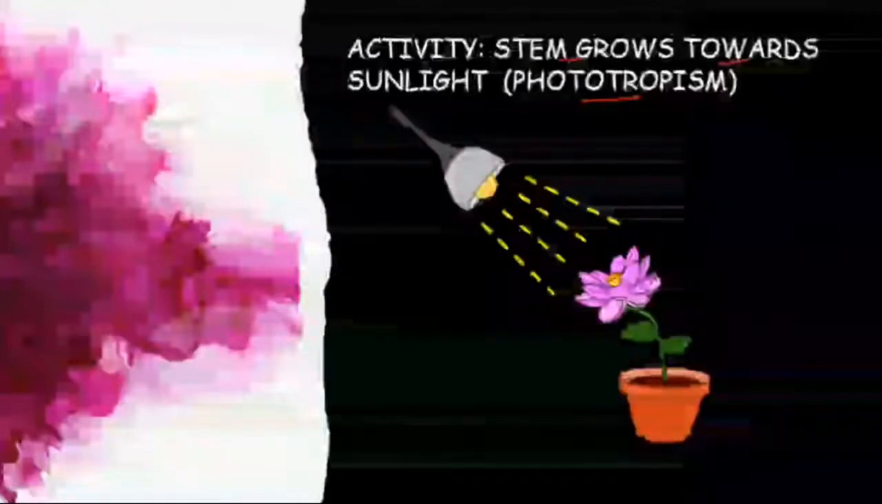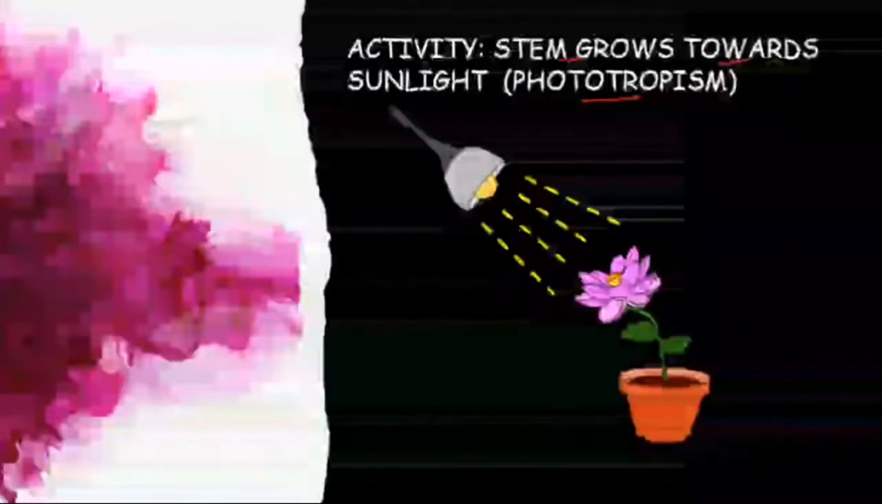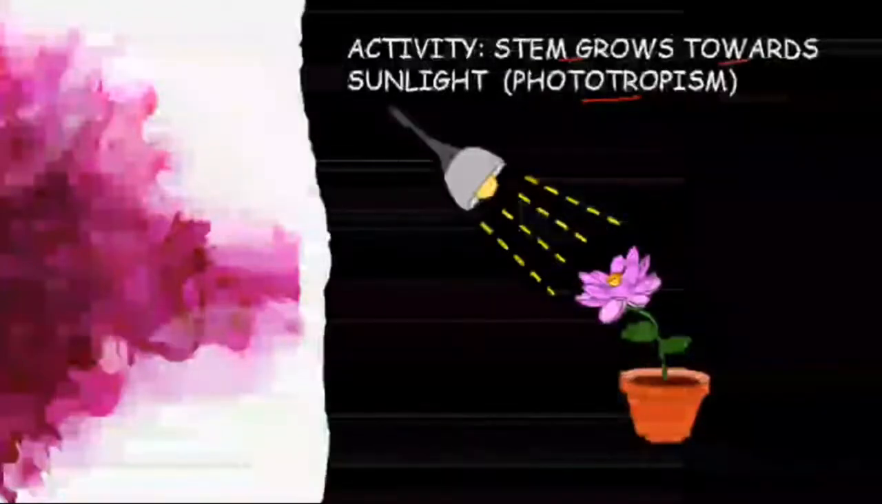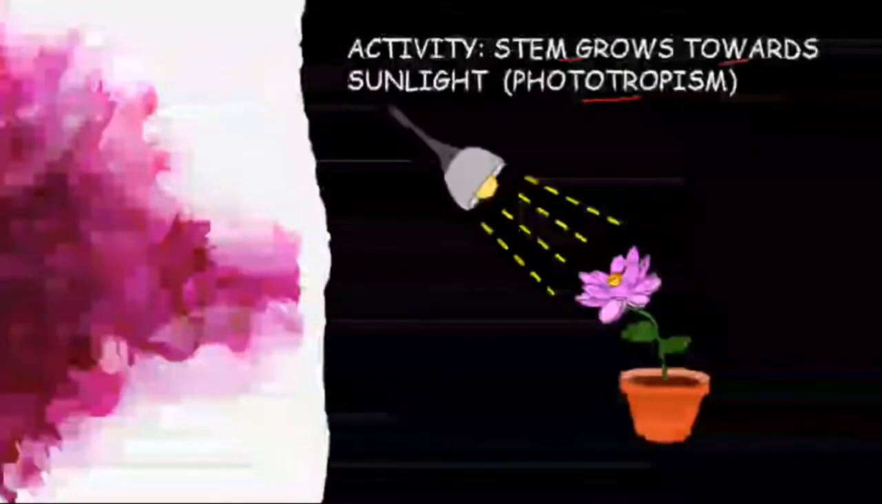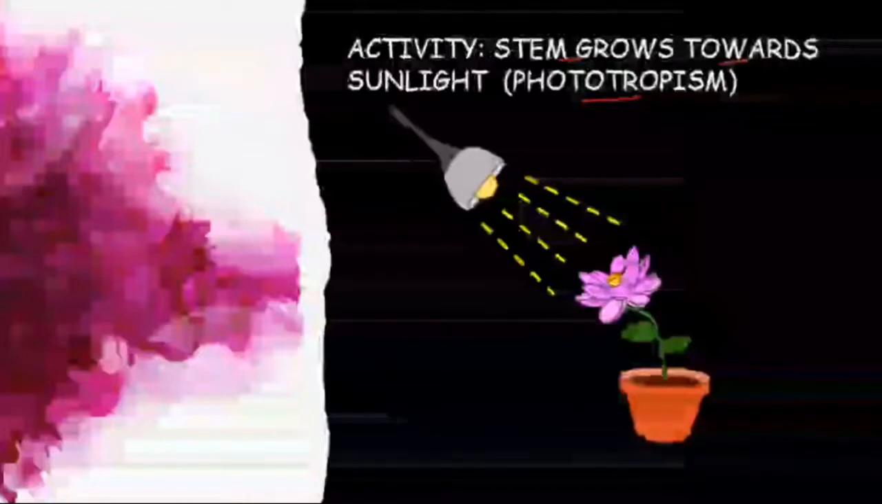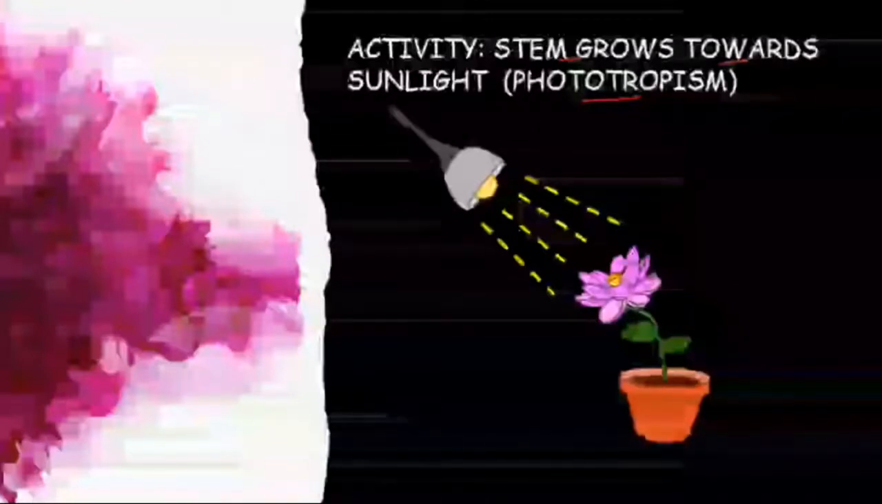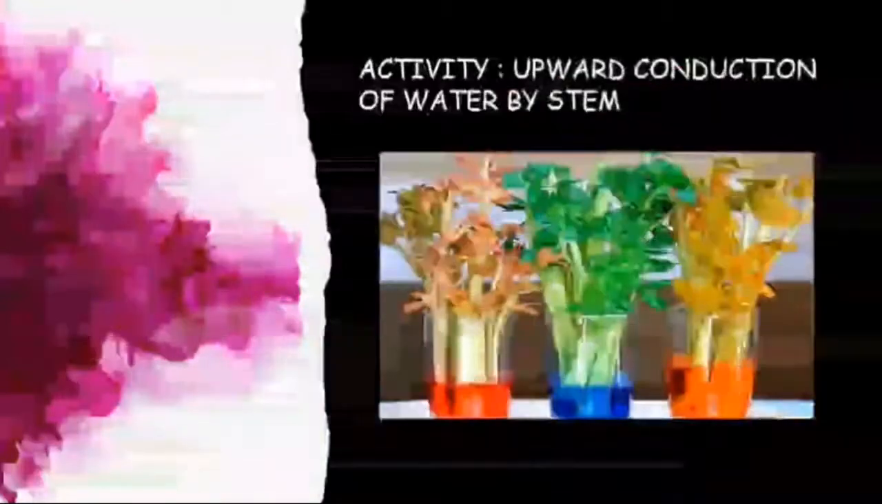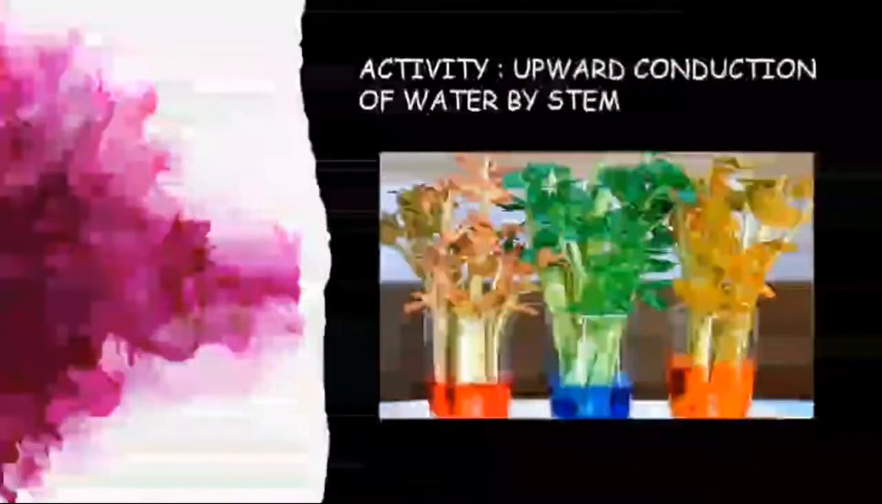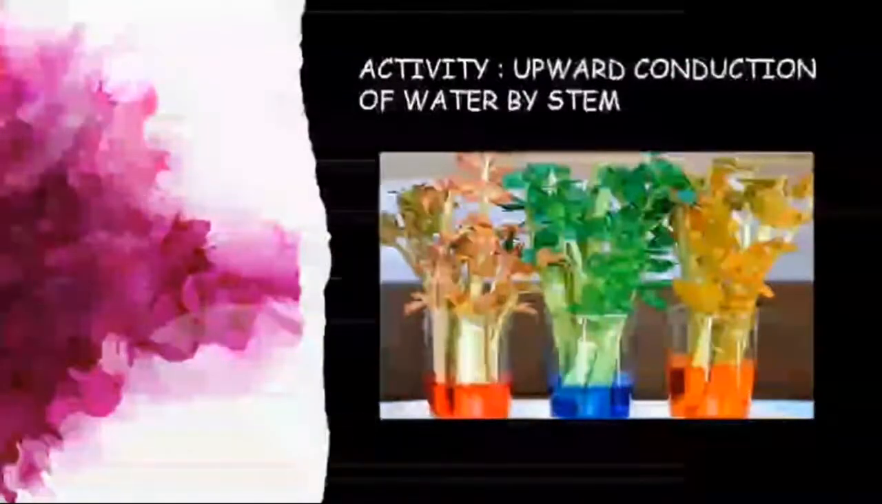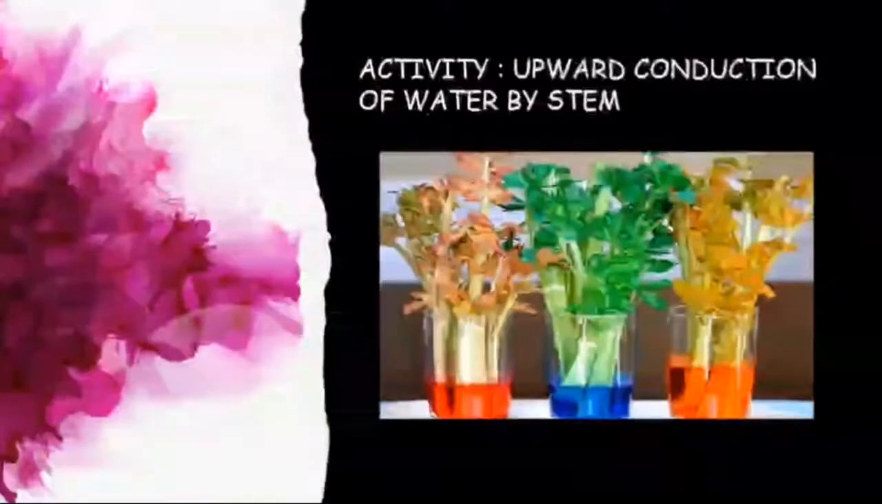So now after the activity, it has been clear that the stem always grows towards the sunlight. It never bends downwards. It always moves towards the sunlight. So this phenomenon is called phototropism. So let's begin with one more activity. You can perform all these activities at home. This activity is about upward conduction of water by the stem.